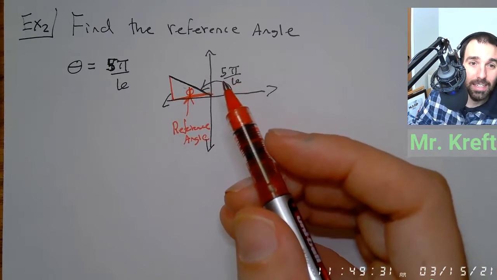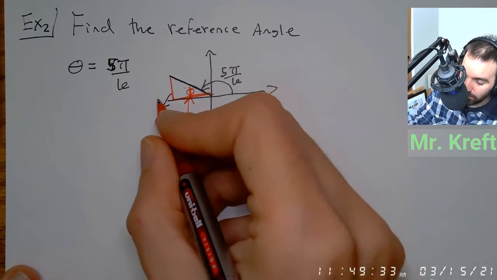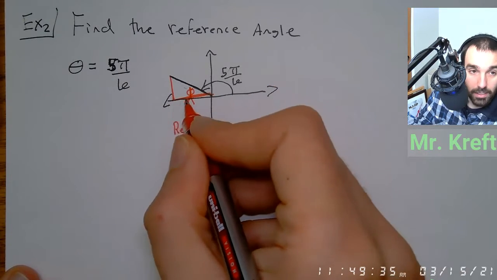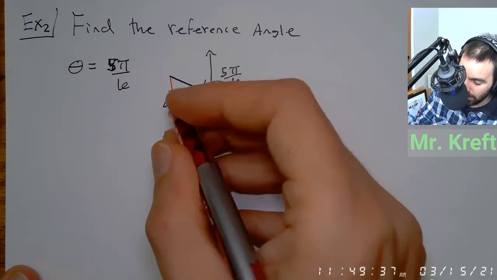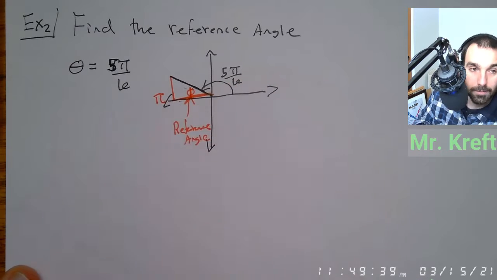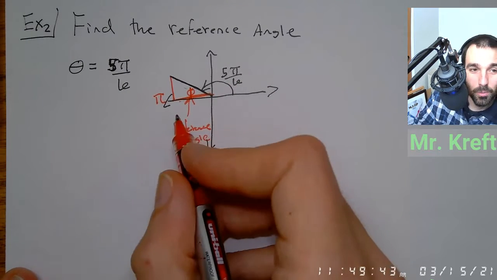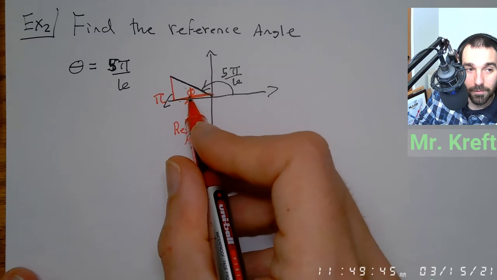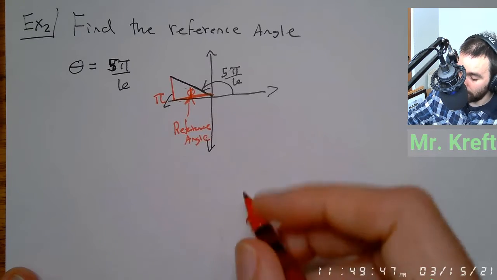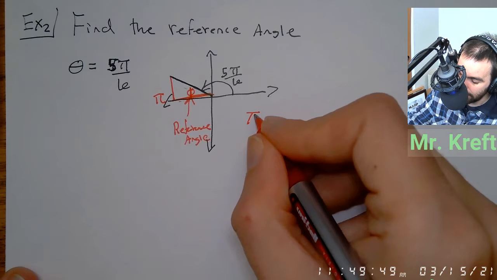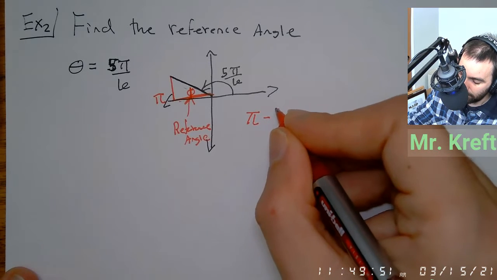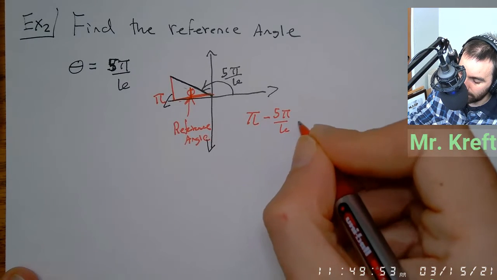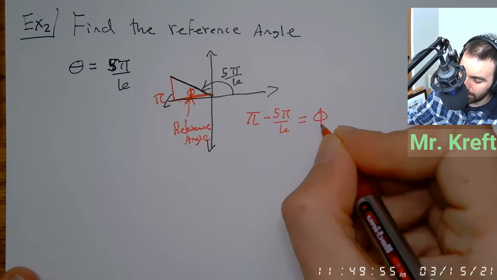Now, you just have to be a bit clever in this case. So for example, if you look, do you see how part of this triangle is touching pi, which was pi day yesterday? So we got pi over here. So if I want to find this angle, we just do some algebra, and I can say pi minus 5 pi over 6 equals my phi.